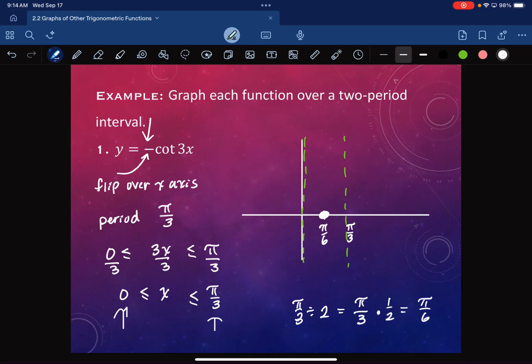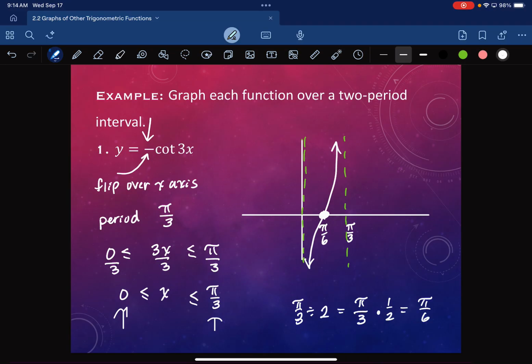Because it's flipped, right? So we have to pay attention to what it typically does, and in this case, reverse it. Typically decreasing, but this one's going to be increasing. And when it does that, it ends up looking like tangent, right? I mean, that's what happens when we flip this puppy over. That's not a surprise.